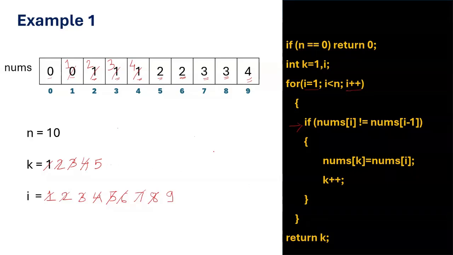Moving on, increase I by 1. So new value of I is 10. Again, I is less than n. Condition false. We will come out of loop and then return k.